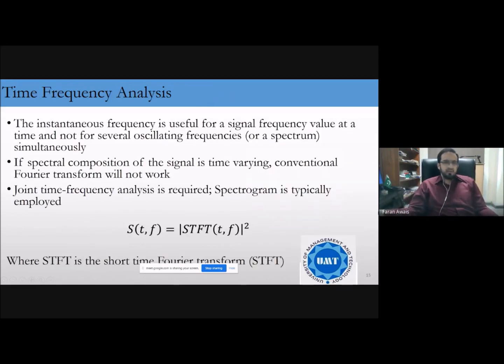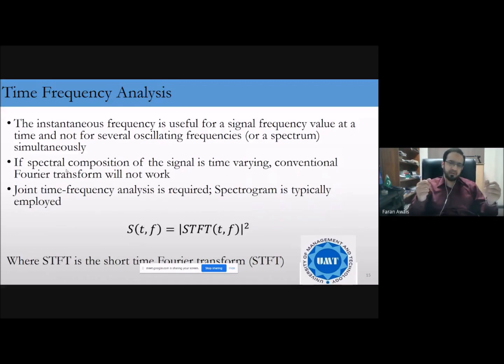Okay, now time frequency analysis. Why do we need a time frequency analysis? The instantaneous frequency is useful for a single frequency value at a time, and it is not useful for several oscillating frequencies. Since this is a special case, not a conventional thing, micromotion, right? If the spectral composition of the signal is time varying, the conventional Fourier transform will not work. So we need a joint time frequency analysis, and for that we need a spectrogram. So the conventional Fourier transform will not work over here. So this is very important.